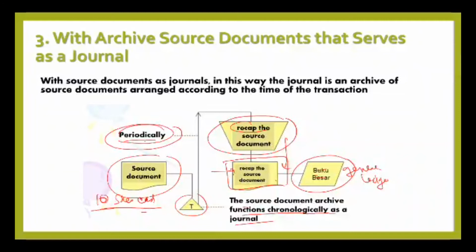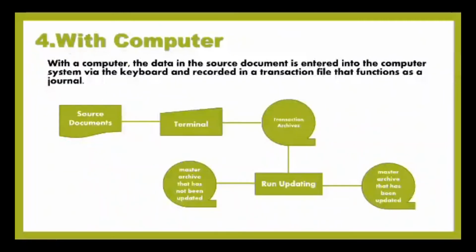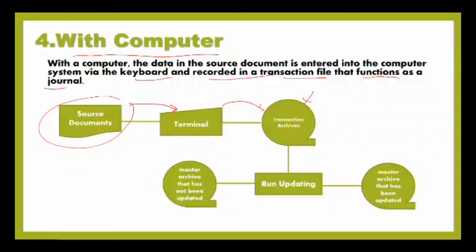Okay, and then the last one is using the computer. Of course, this is a very easy one. With a computer, the data in the source document is entered in the computer system via the keyboard and then recorded in a transaction file that functions as a journal. So as you can see here, this is the source document. This is inputted in the terminal of the computer, and then it will be recorded in the transaction archive.